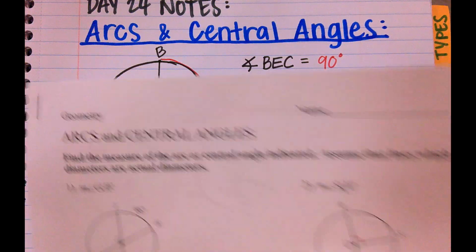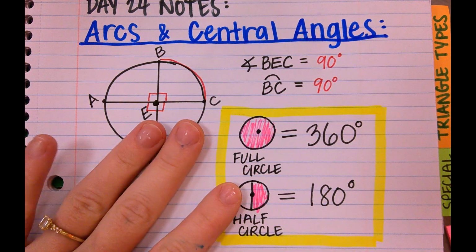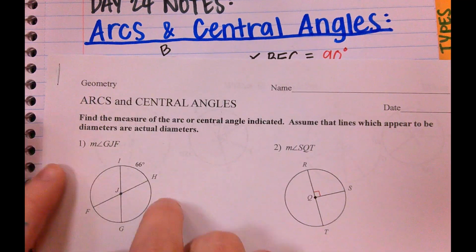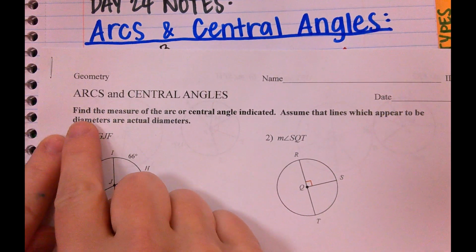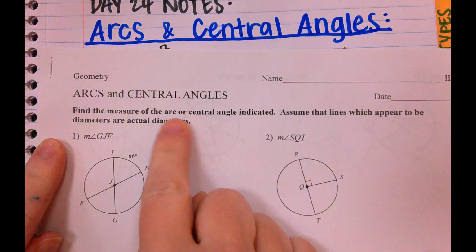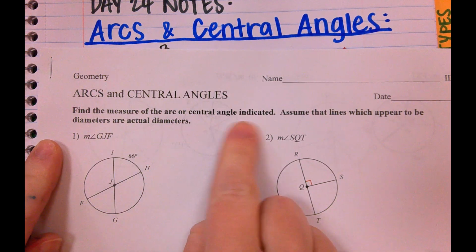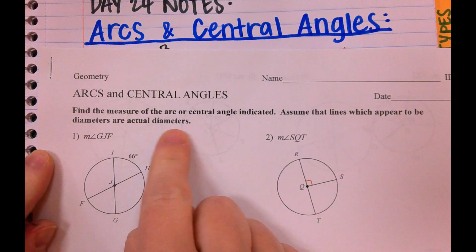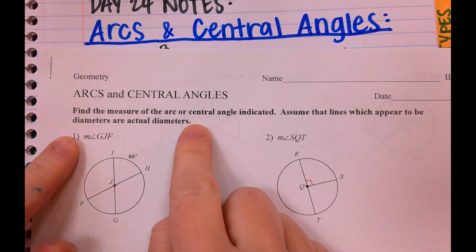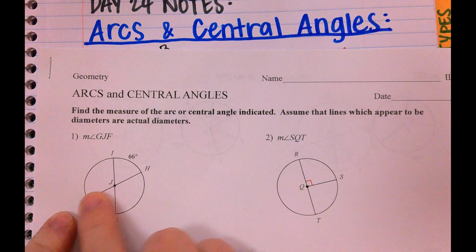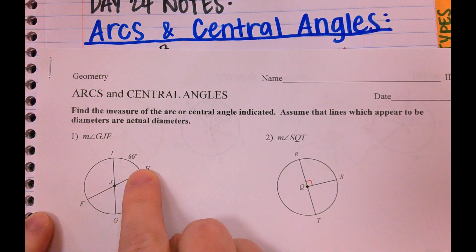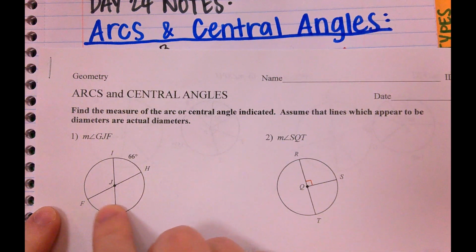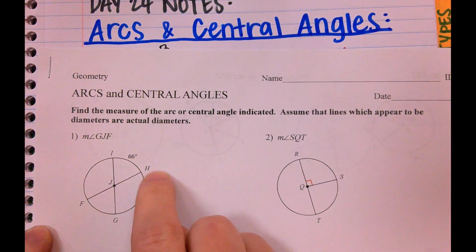Okay, so looking at our worksheet and thinking about all of these things that we've just taken note of, we're going to look at number 1. First of all, our instructions say, find the measure of the arc or the central angle indicated. Assume that lines which appear to be diameters are actual diameters. The reason we say that is because if you see a line that goes all the way across the circle, you need to know that that is a diameter. So it splits the circle in half, giving us 180 degrees on both sides.